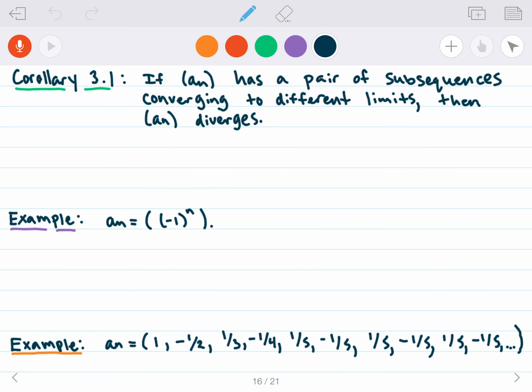Okay, so here's a corollary to our previous theorem, and that is if you have a sequence that has a pair of subsequences converging to different limits, then the original sequence diverges. And we can see this with our classic example, a sub n equals negative 1 to the n. If we write out the terms in our original sequence, for n equals 1, we have negative 1. For n equals 2, we have 1, and so forth. It oscillates between negative 1 and 1.